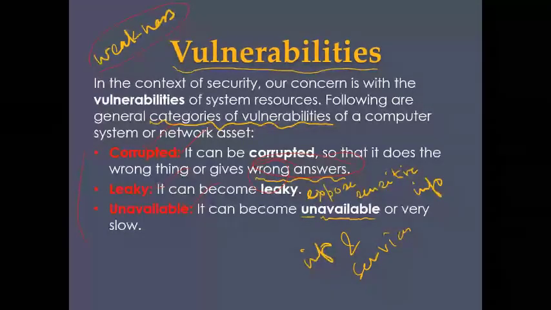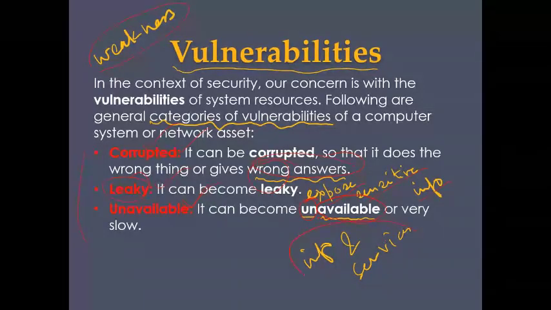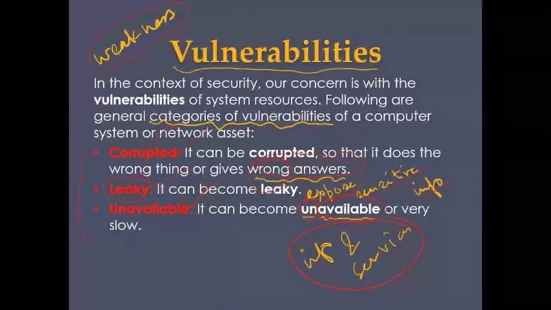Leaky means it will expose some sensitive information of the system, and it will leak out. Unavailable means this kind of vulnerability can exist when the system is not available, so information and services go down. The server goes down because of this unavailability nature of vulnerabilities.